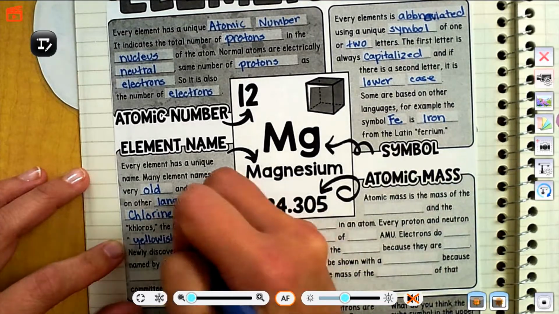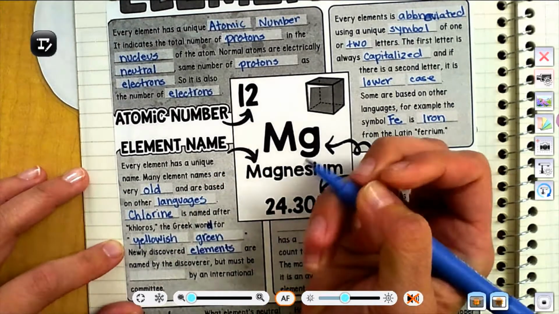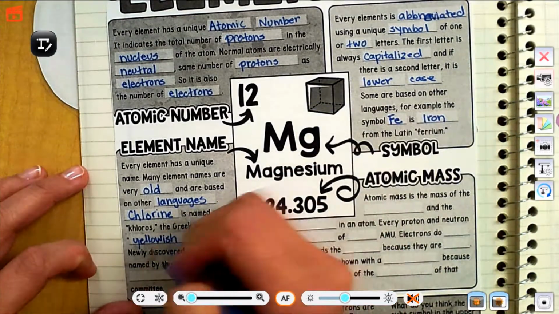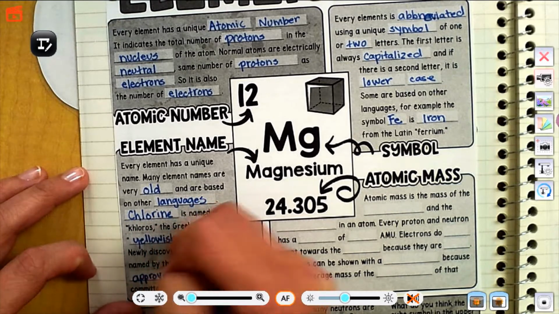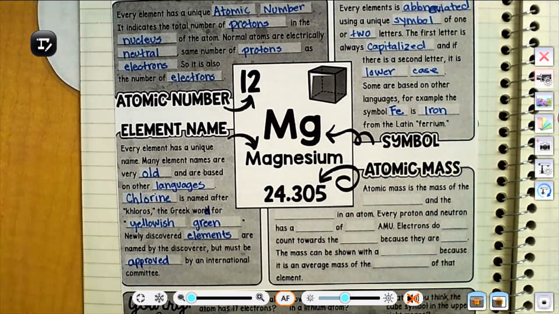Newly discovered elements, so the newer ones, are named by whoever discovers them, but must be approved. That means like passed. So they have to vote and say, yep, you did a good job naming, by an international committee. So a committee is just like a group of people that get to decide. So that's that right there.